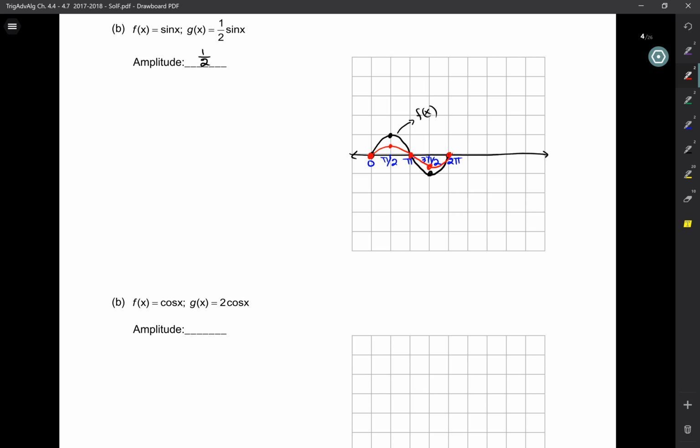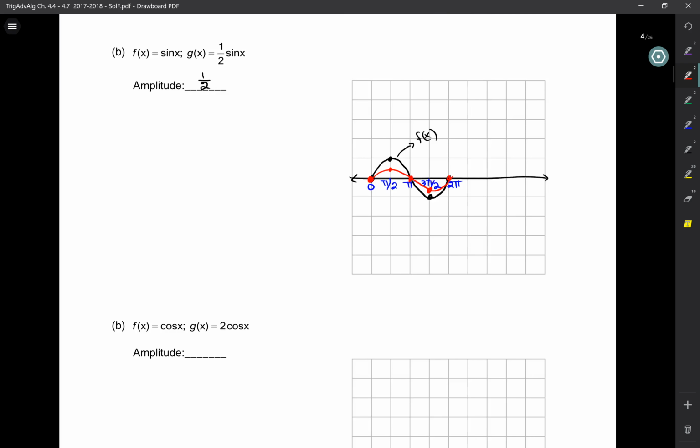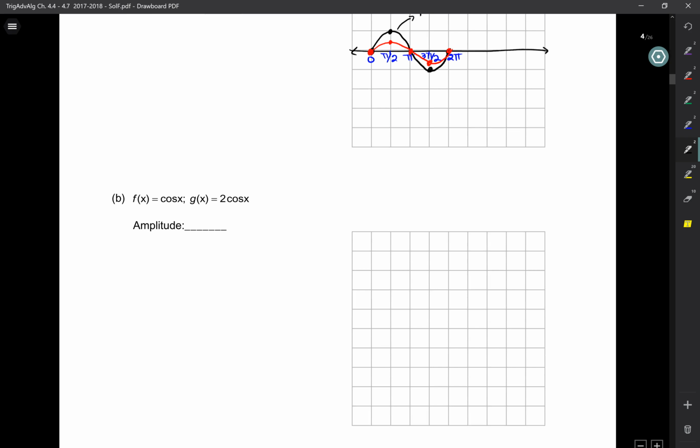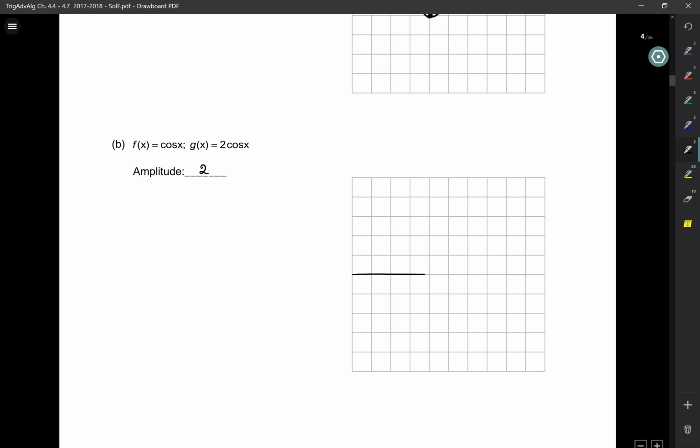All right, ready to do a cosine? So what's the amplitude of that cosine? 2. Okay. So again, we're going to go 0, 1, 2, 3, 4. And we got pi in the middle, pi over 2, 3 pi over 2.